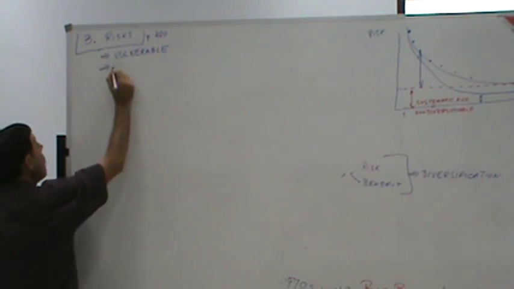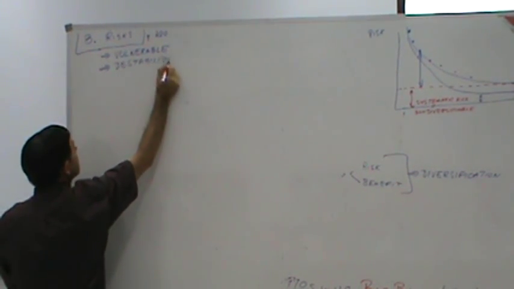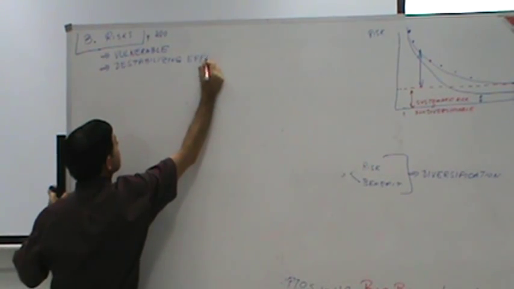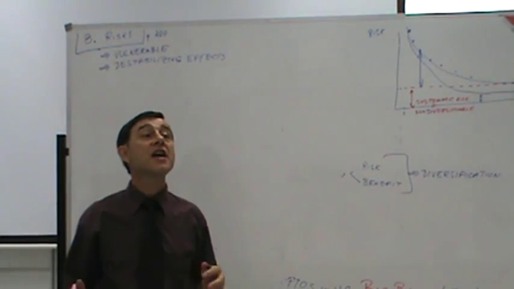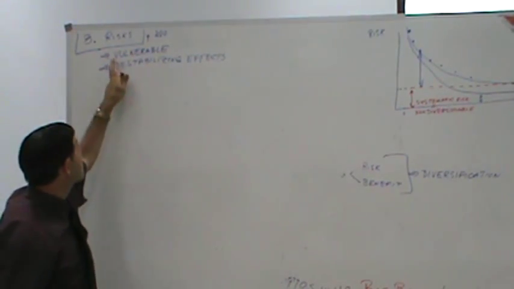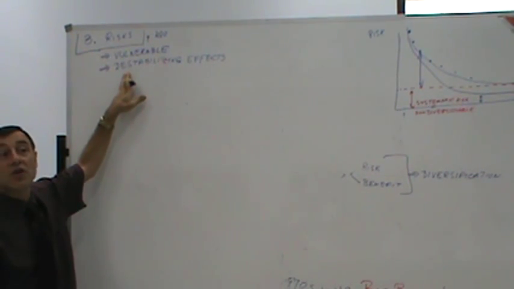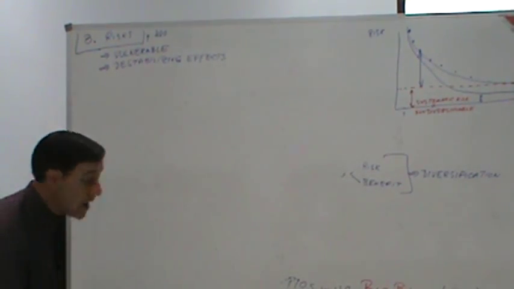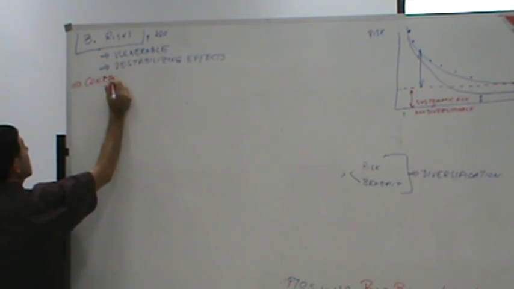Globalization means that you get more destabilizing effects resulting from, let's say, contagion. So contagion makes countries more vulnerable. Contagion makes overall financial markets have stronger destabilizing effects. Can you write the contagion? Contagion again, I'll write it for you. Okay.